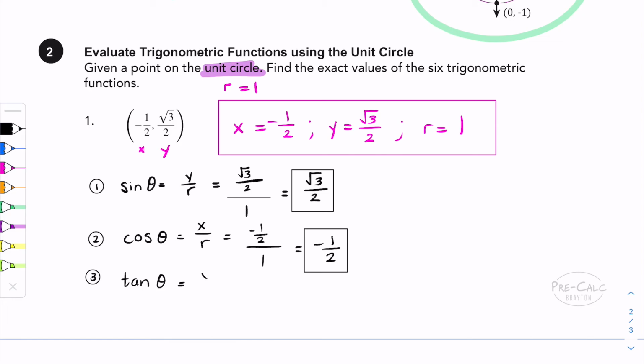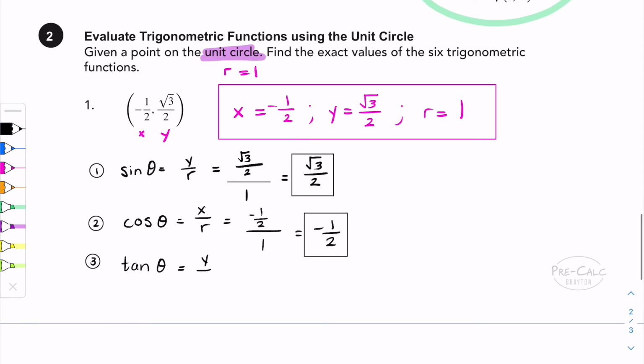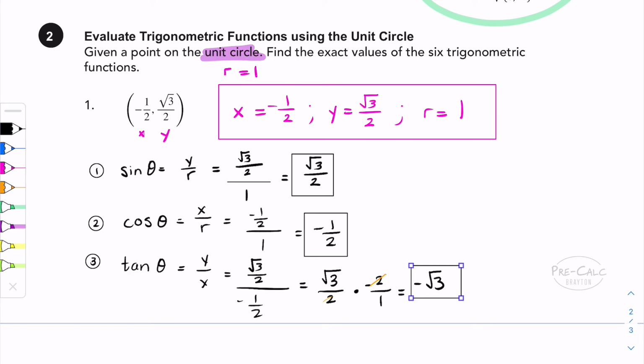Next, we have tangent. Tangent is y over x, which is square root of 3 over 2 divided by negative 1/2. And when you're dividing a fraction, like we learned earlier this year, it's the same thing as multiplying by the reciprocal. So you multiply by the second fraction flipped: square root of 3 over 2 multiplied by negative 2 over 1. Here you can see your two values cancel. The numerator is negative square root of 3. Denominator is 1, which we don't need to write.